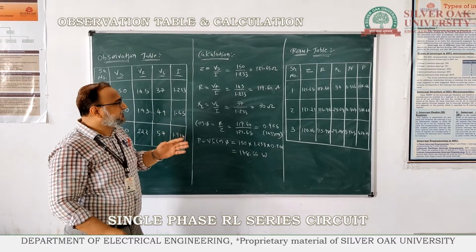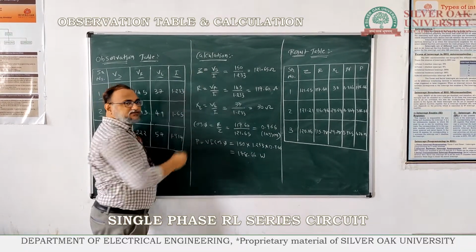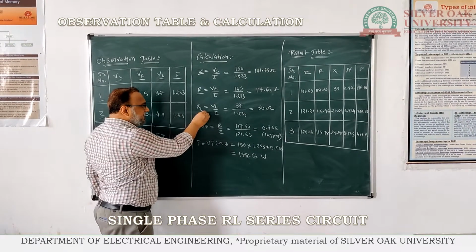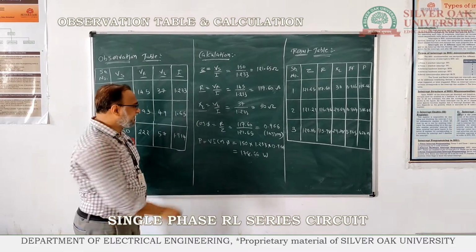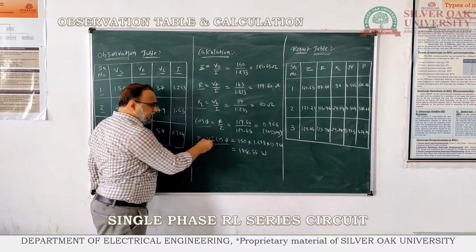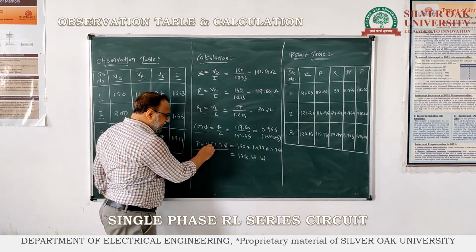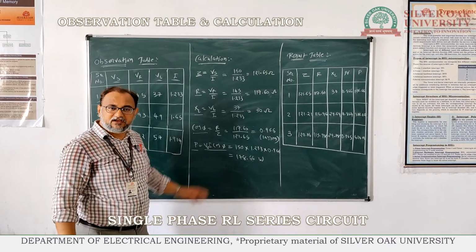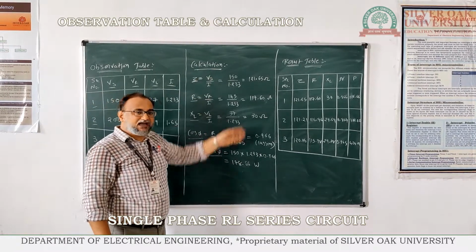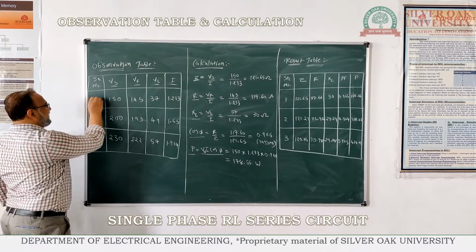In this practical, which quantities are we supposed to find out? They are impedance Z, resistance R, inductive reactance XL, power factor cos phi, and active power, which is V I cos phi. Instead of V, you can consider the supply voltage as well, so you can consider Vs also. I have calculated the values here based on the first reading.